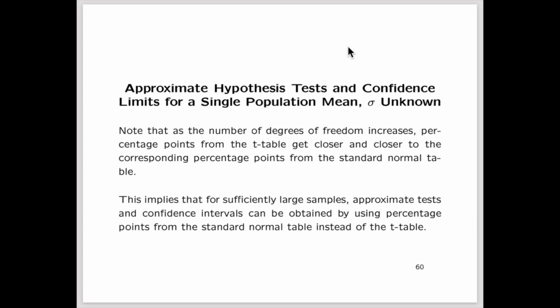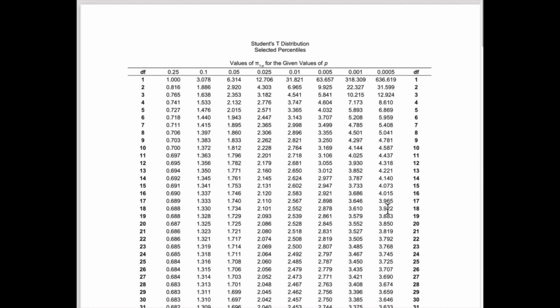Okay, now let's consider some approximate hypothesis tests and confidence limits for a single population mean when the population standard deviation is unknown. What I want you to note is that as the number of degrees of freedom increases for the t-distribution, the percentage points from the t-table get closer and closer to the corresponding percentage points from the standard normal distribution. So if we bring up the t-table, let's look and see what happens to the values in these columns as the number of degrees of freedom increases.